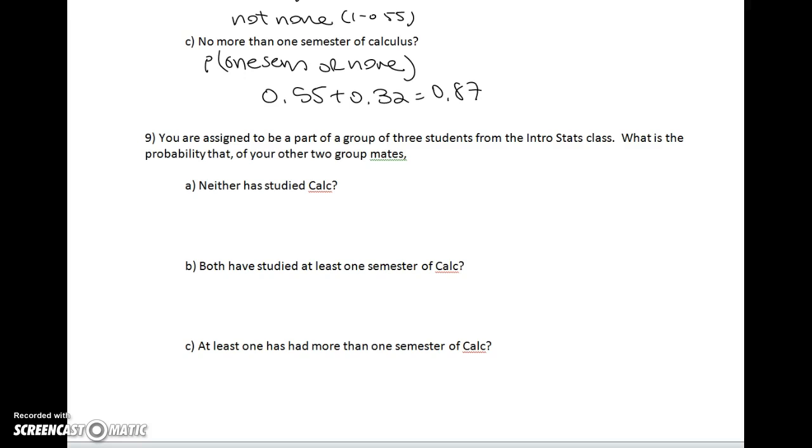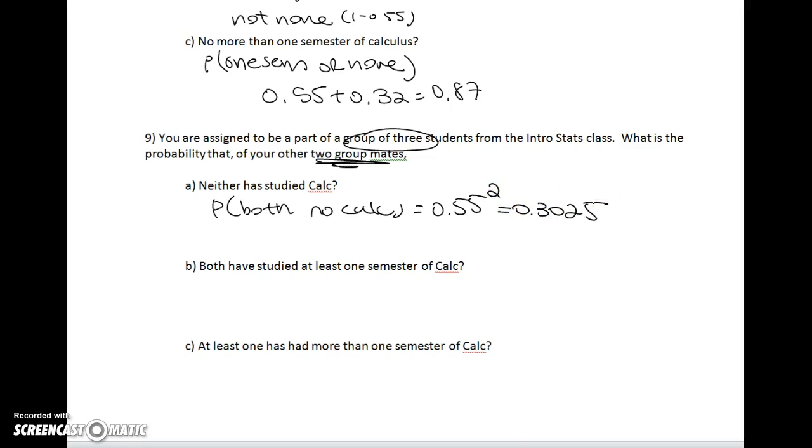Okay, this last one's a little bit different because we're in a group of 3, and not including ourselves, we have 2 other group mates. So we want to see what the probability is that there are 2 other group mates, how much calculus experience they had. So neither studying calc, that would mean that both have had no calc. And we know that one group member does not impact the other, so they're independent. So that would be no calculus for the first one and no calculus for the second, which gives us 0.3025.